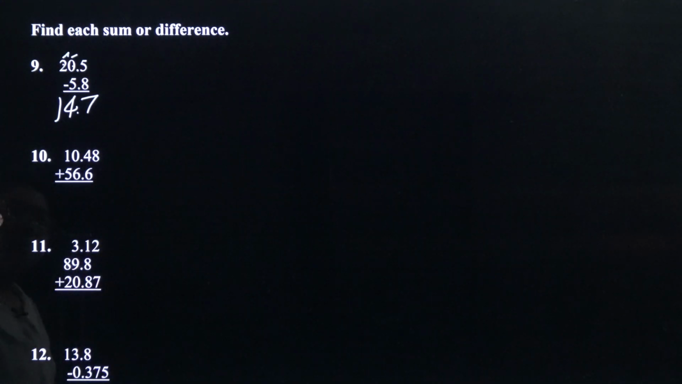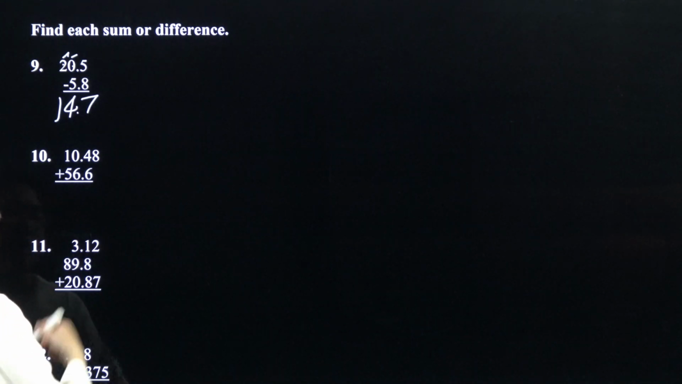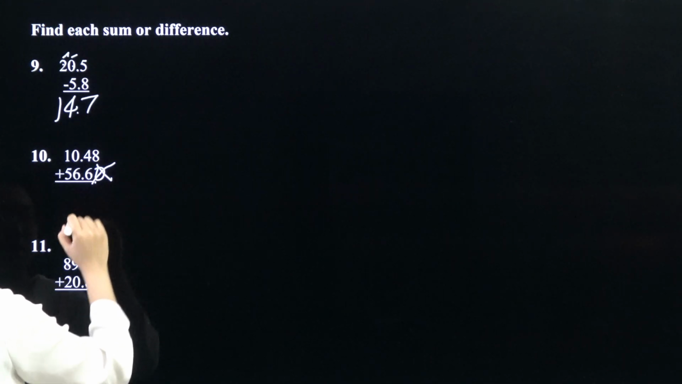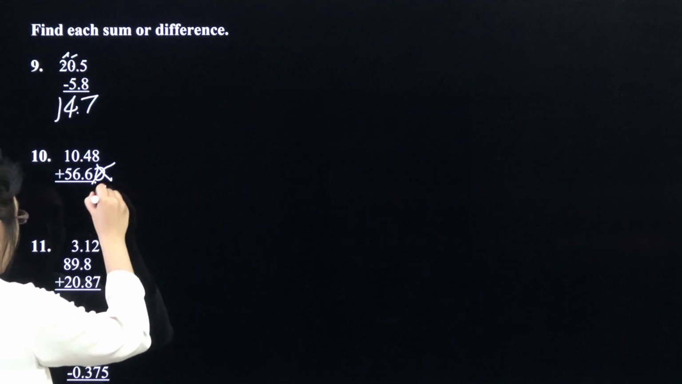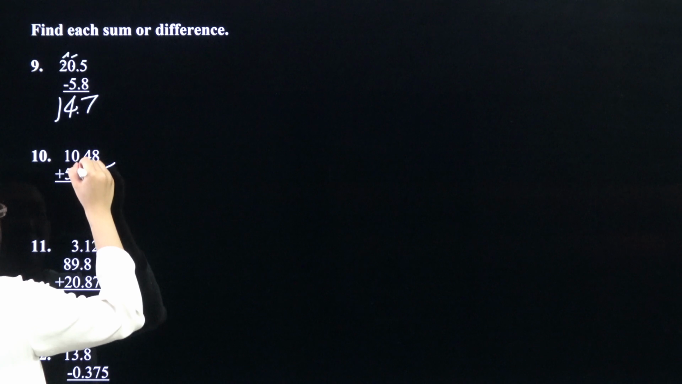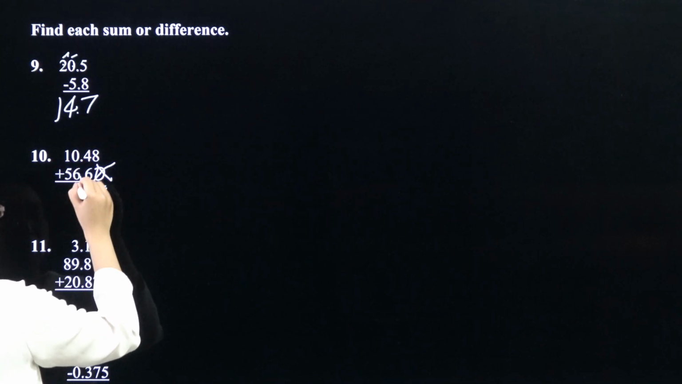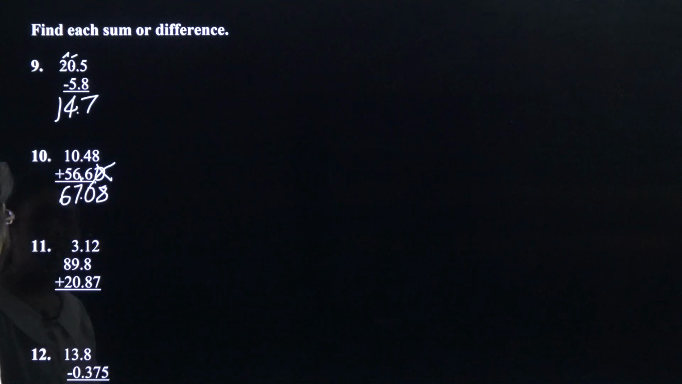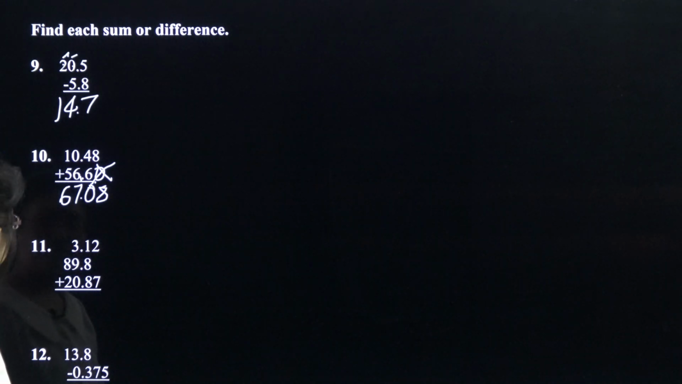Here, it's sum, or addition. Now, you don't really need a 0 for the addition bit, because there's no regrouping for that. You just 8 plus nothingness, which is just 8. And then 4 plus 6 is 10. You regroup. 6 plus 1 plus 0 equals 7. 5 plus 1 equals 6. The answer is 67.08.